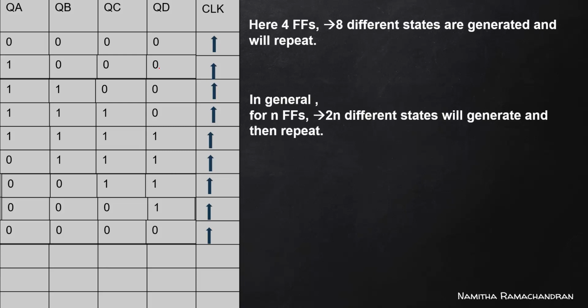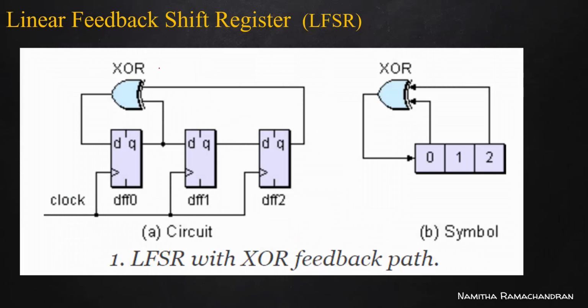A ring counter generates n different states and repeats. In a Johnson counter, or switched tail counter, it will generate 2n different states and repeat. This is another application of your shift register. Another application, which is new for you, is the linear feedback shift register, LFSR in short.